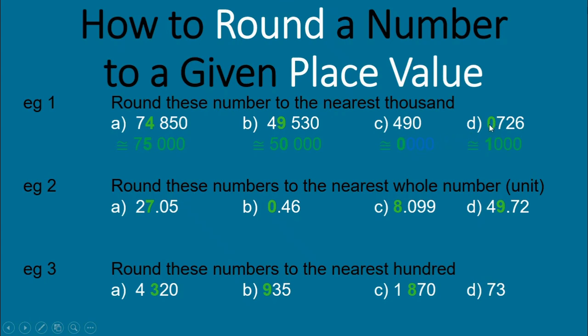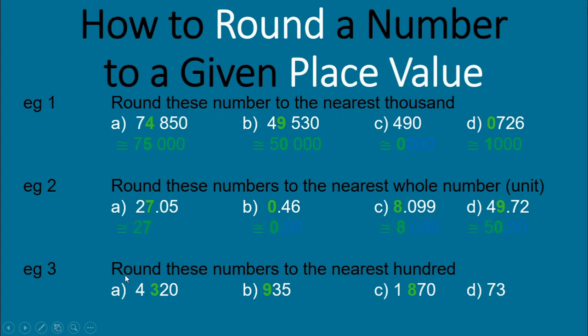Question D, however, had a 0 in the thousands position, with a 7 next to it, so that rounded up to 1,000. So that makes 1,000. There I do need the zeros next to it to show that that 1 is in the thousands position.